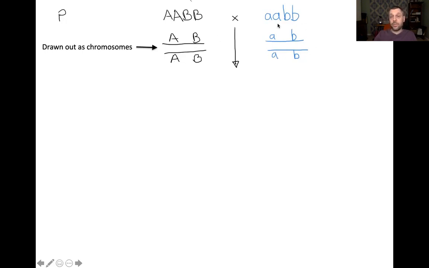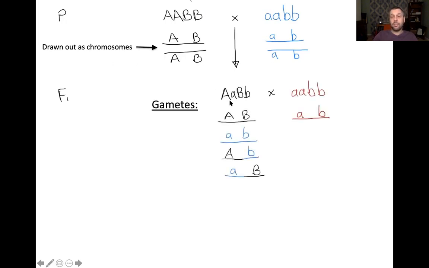If we look at the other individual, homozygous recessive, we can do the same thing and draw out the chromosomes. It's homozygous, so it's pretty easy. Both chromosomes look like this. If I cross these together, I would get big A, big B, little b. You know that because a big A and a big B come from this parent, and a little a and a little b come from this parent. But before writing down the gametes, let's just do the test cross.